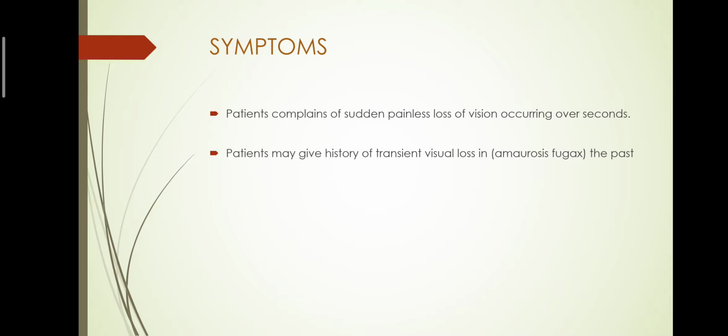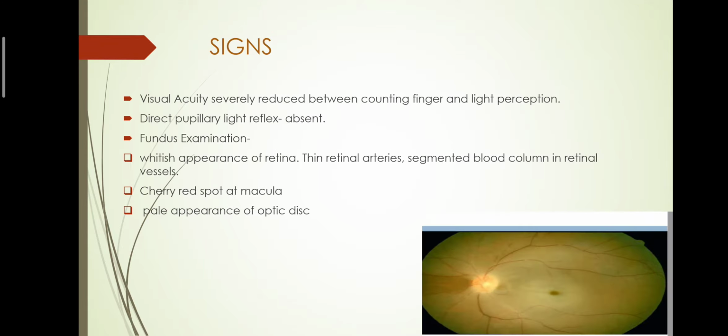So they can give a history of transient blurring of vision in the past. Transient blurring is called amaurosis fugax. Coming to the signs, this is very important and commonly asked in viva. Along with the triad of RP, they ask you fundus findings in case of central retinal artery occlusion.